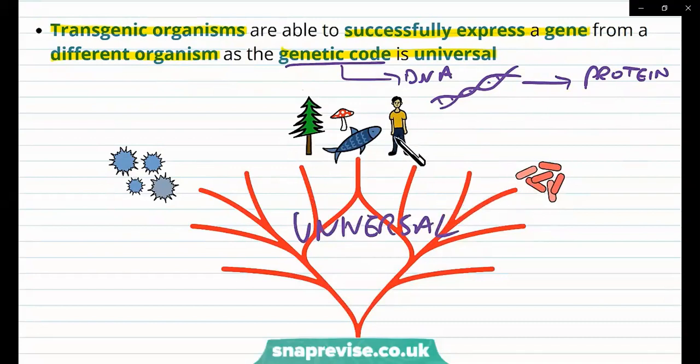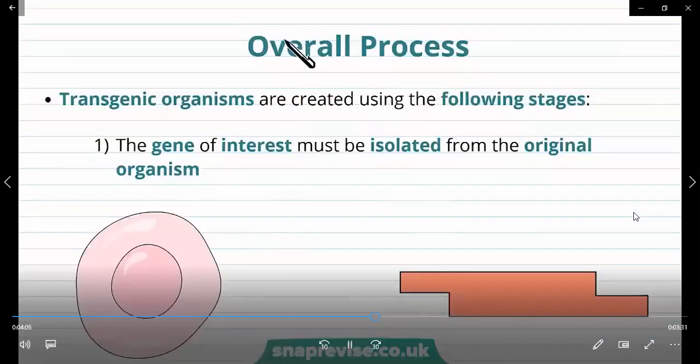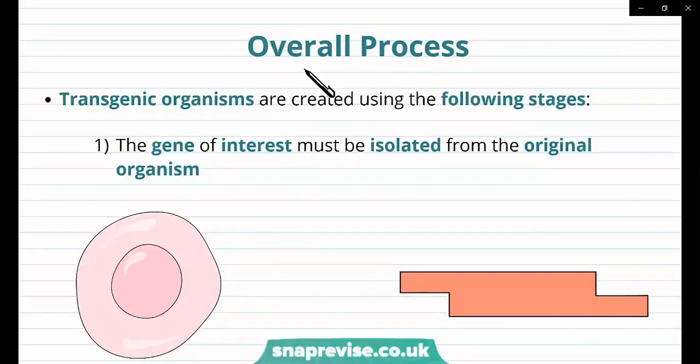So because of this, what this means is if we take one gene and place it from one organism into another organism, because the genetic code and the way the code is read is the same, that organism can read that code just as it would its own code and make the protein. And in doing so, it expresses the gene. So this is a really important, useful trait that we can use to modify organisms and allow them to read code from other organisms. So we're going to go through the overall process of genetic modification of an organism.